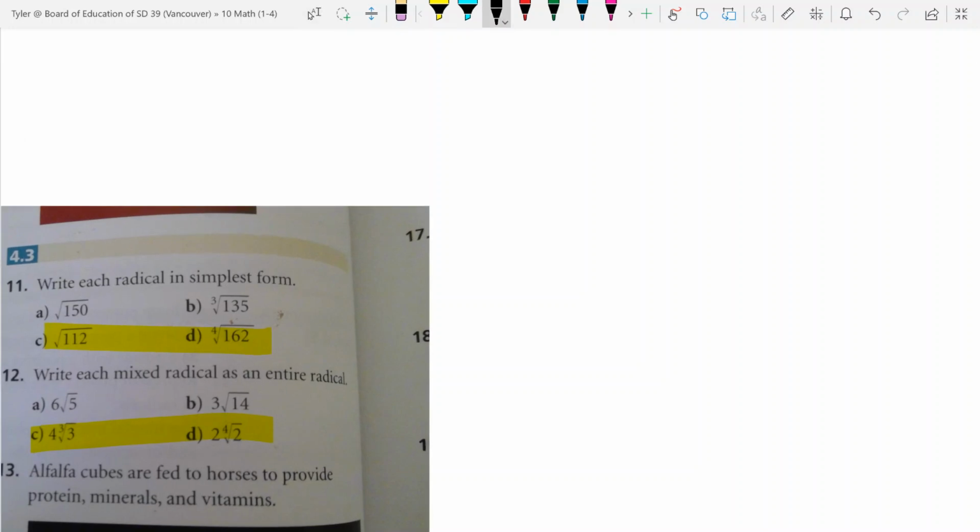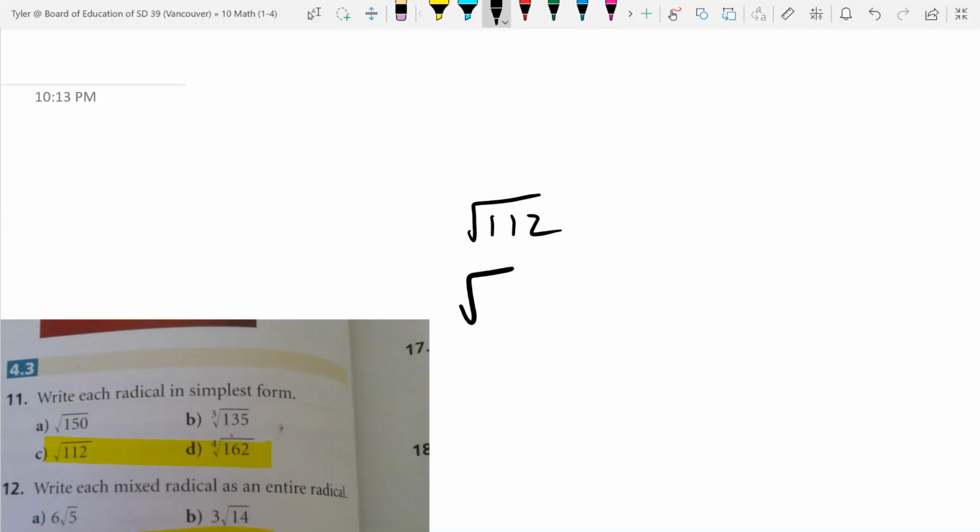So, one is asking about radicals, square root of 112. What it's asking us to do is write it as a mixed radical. So what we have to do is write it as basically two radicals that multiply to create 112. What I like to do is write out all the squares so I can see them, and I have to figure out which one actually is a factor of 112.